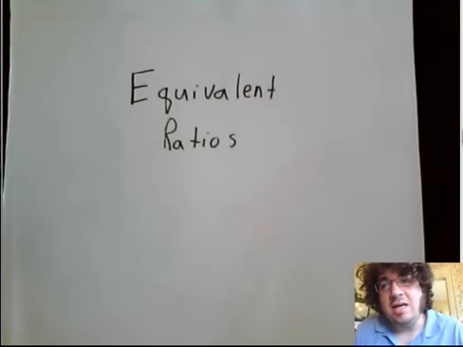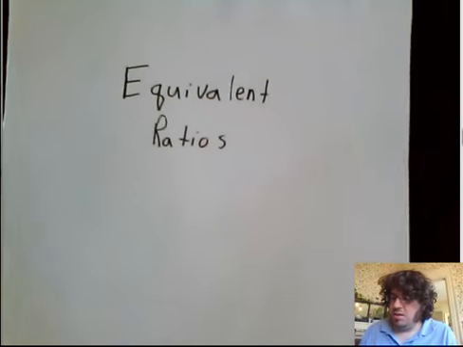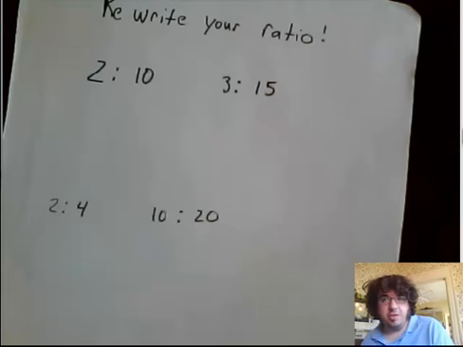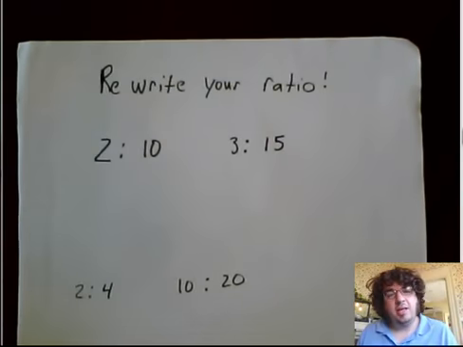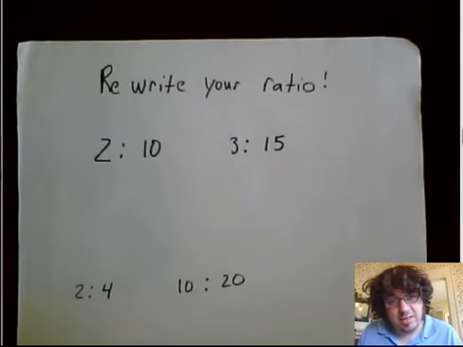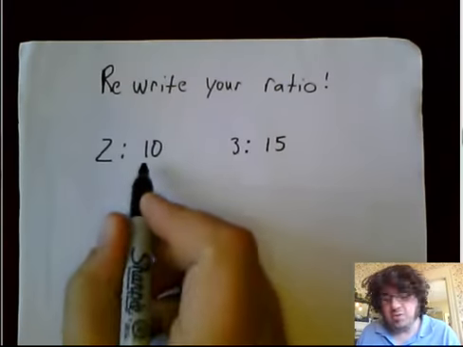Hello. Today we're talking about equivalent ratios and what we do with them and how we can show that they are equivalent. Now initially I told you that ratios are expressions that can compare things. And I didn't tell you that we can rewrite those ratios. So here I have a ratio of 2 to 10.